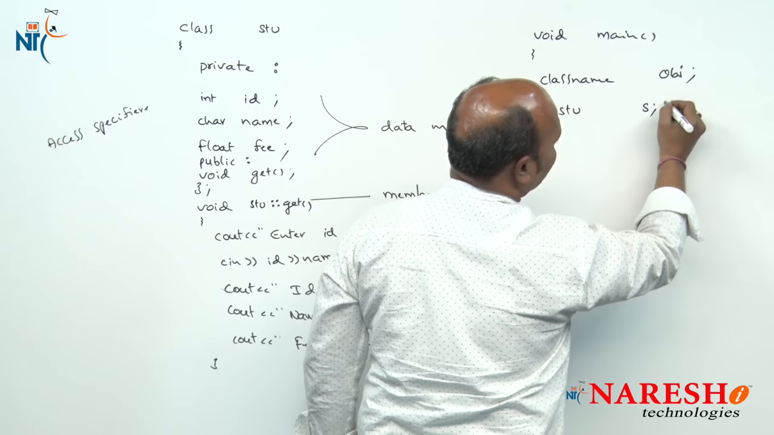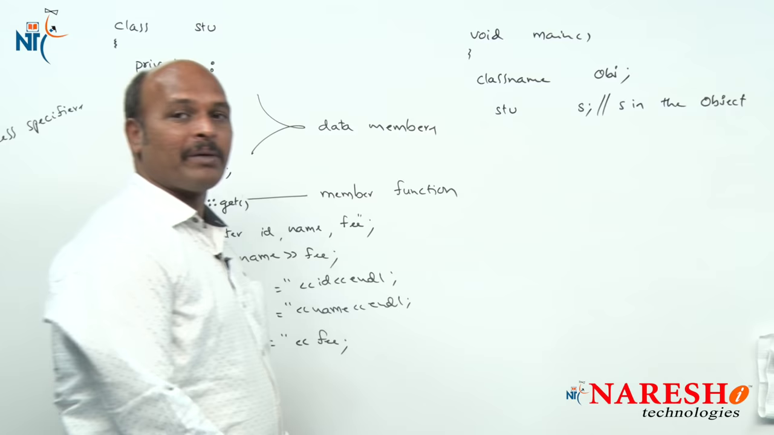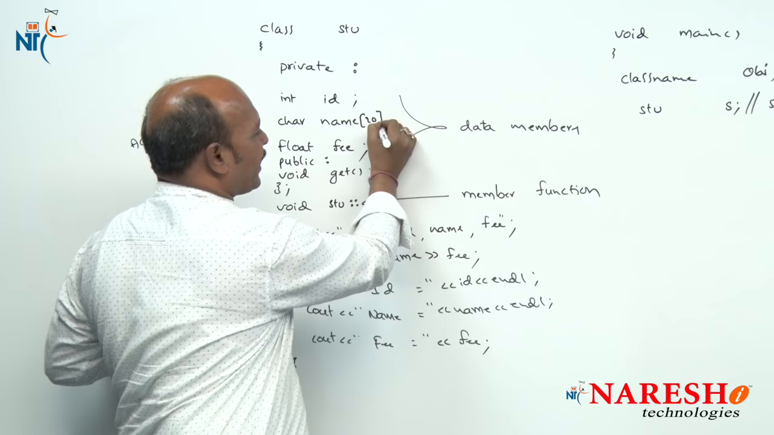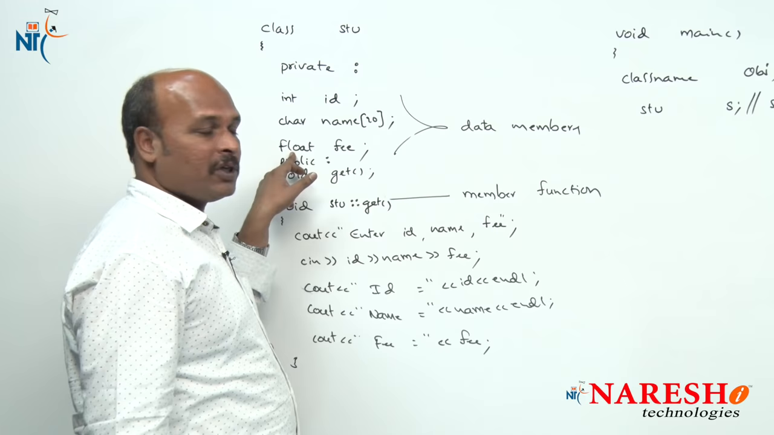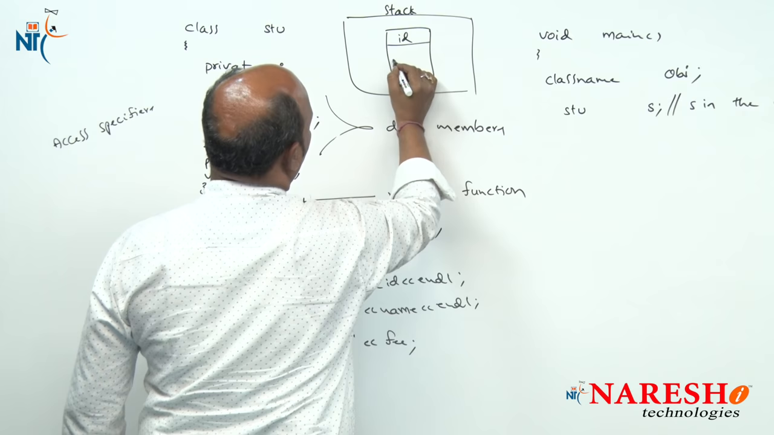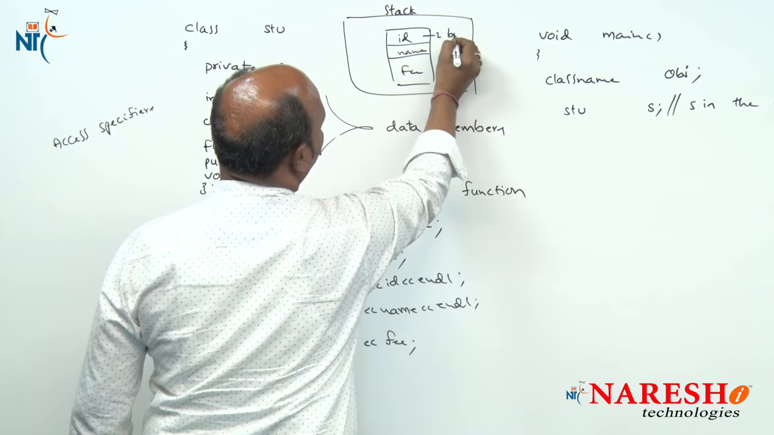Okay, when object is created, what happens? The memory is allocated. Here id is there. Id which type? Integer. That's why 2 bytes. Name, here name we have to store several characters. Now 20 characters. Float fee 4 bytes because of float. That's why 4 plus 20 plus 2, total 26 bytes memory allocated in stack. It is the id, it is the name, and it is the fee. It takes 2 bytes and 20 bytes, and 4, total 26 bytes.